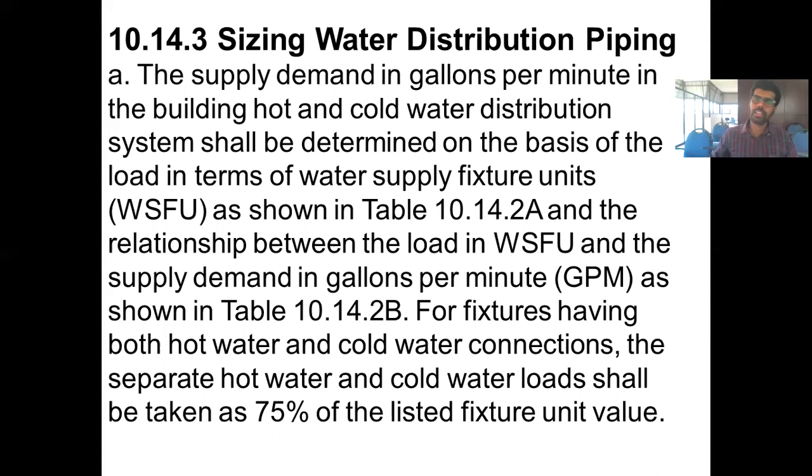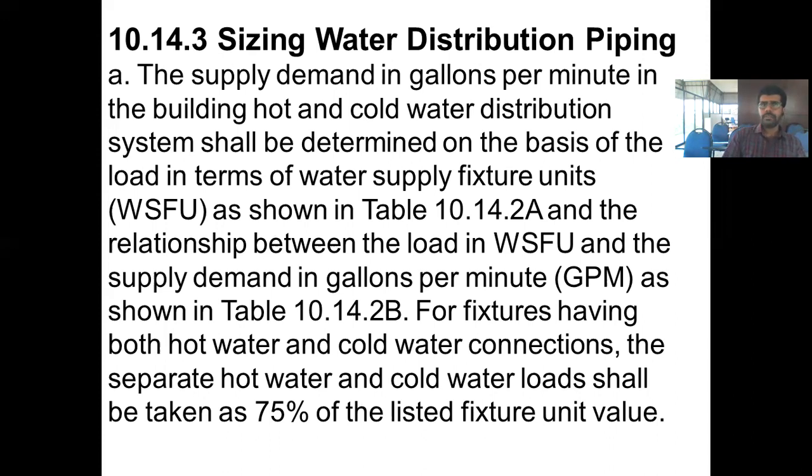The supply demand in gallons per minute in the building for the hot water as well as the cold water distribution system is determined on the basis of a term called water supply fixture unit, or WSFU. Which means that with respect to WSFU, you will get the demand, or how much amount of water in GPM you will get. Understood what I'm saying? With respect to the WSFU, you can find out the GPM or the amount of water demand for a particular fixture.